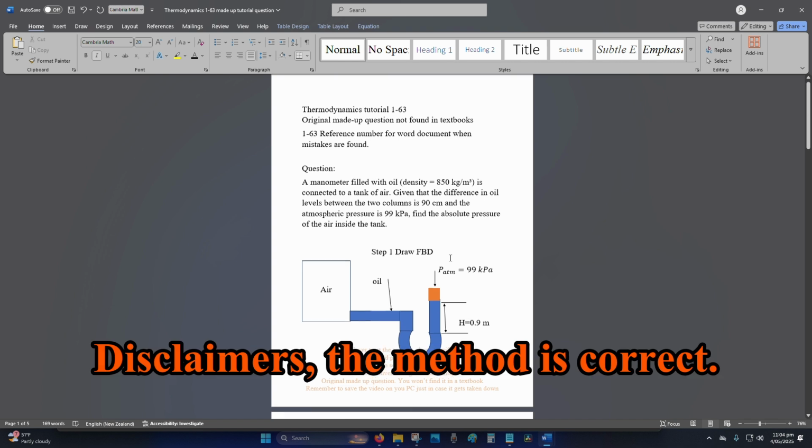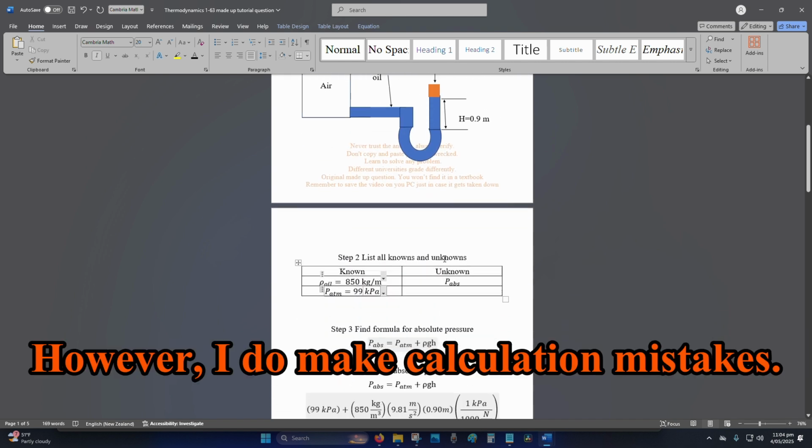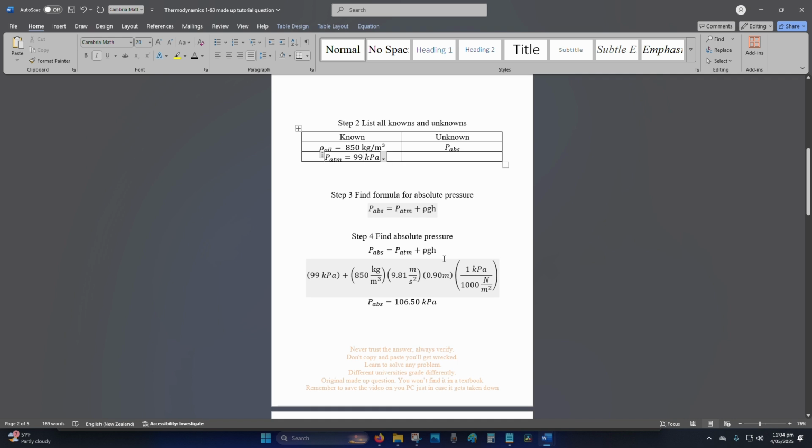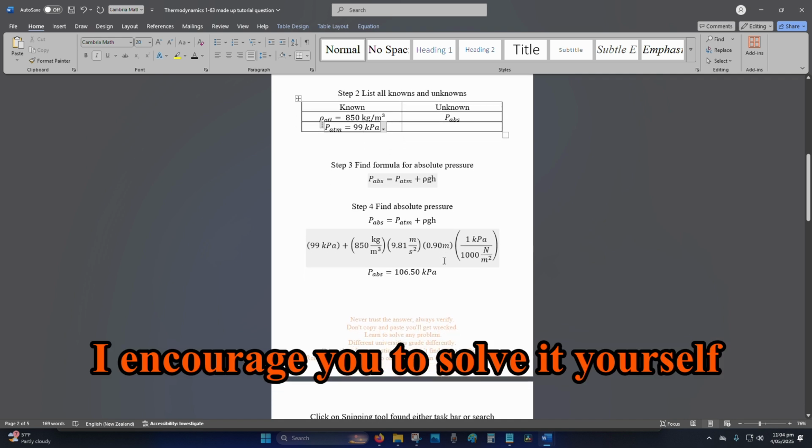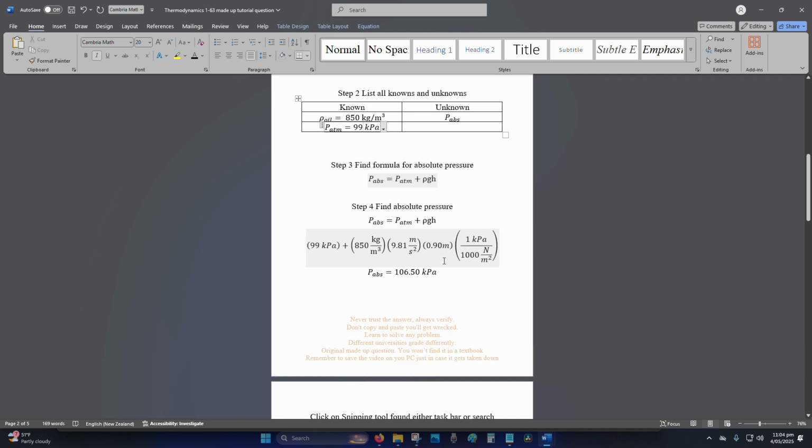Disclaimers, the method is correct. However, I do make calculation mistakes. I encourage you to solve it yourself and see if you get the same answer.